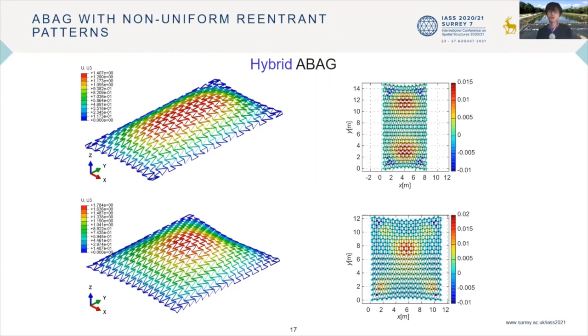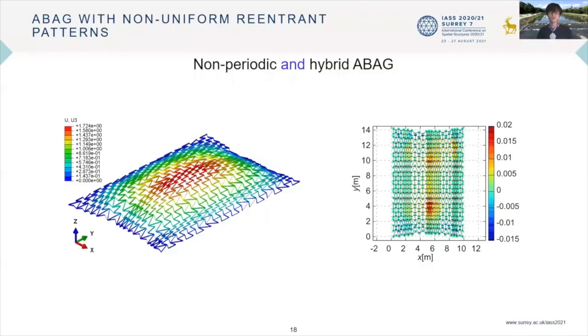In the top model, RH and RQ are arranged alternately. On the other hand, in the bottom one, the distribution of RH and RQ is divided into two layers. In addition, the mixed type of non-periodic and hybrid generates more complex discrete Gaussian curvature distribution. Designing the initial flat grids of ABAG using the proposed method is considered to be effective to obtain various surfaces.